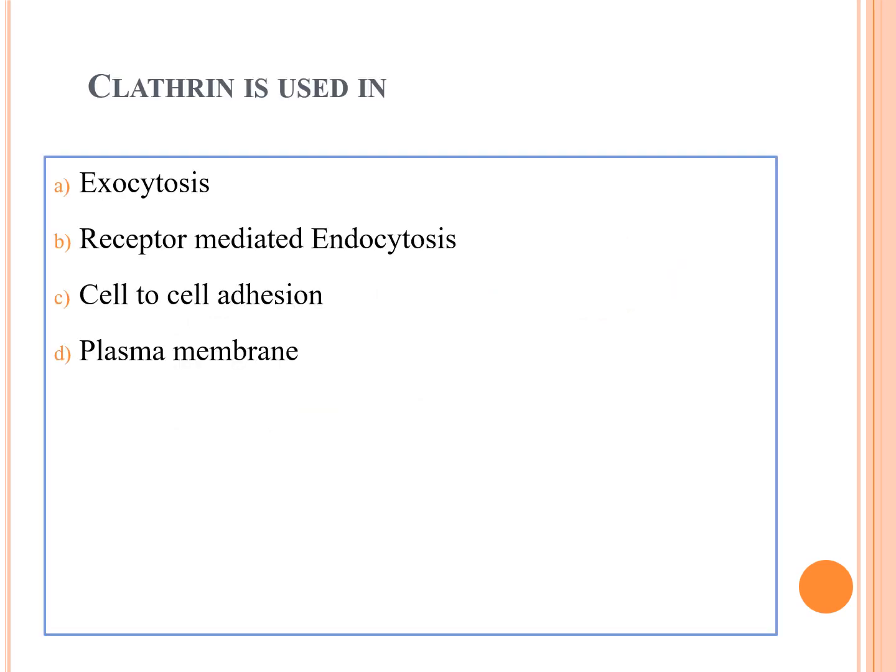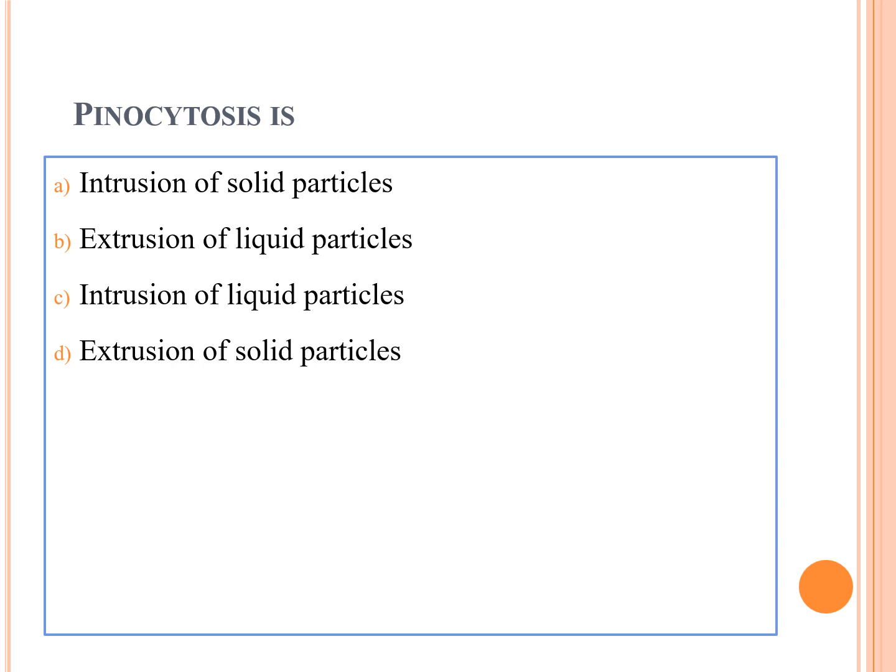So this is exocytosis. Answer for these MCQ questions: clathrin is used in exocytosis, receptor mediated endocytosis, cell to cell adhesion, or plasma membrane. So what is the answer? The answer is receptor mediated endocytosis. So clathrin is used in receptor mediated endocytosis.